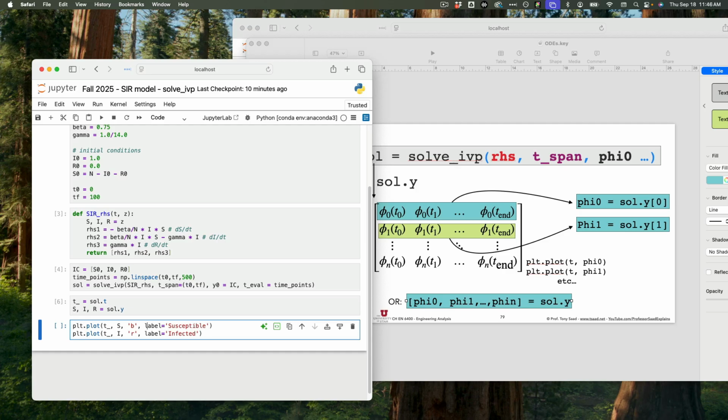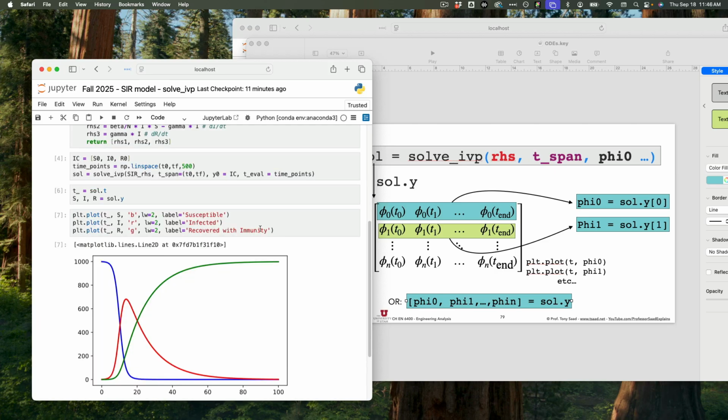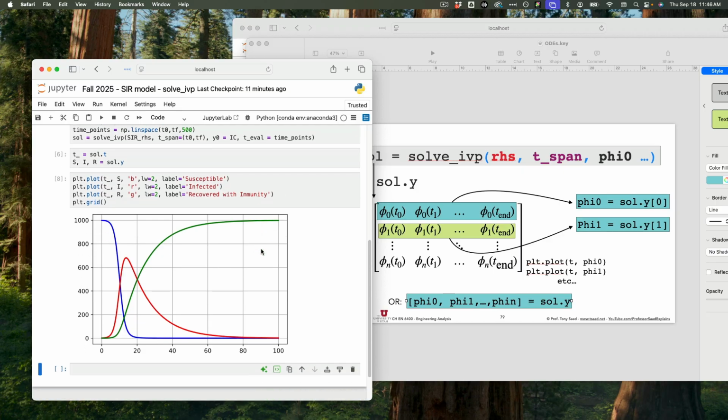Let's make the lines a little bit wider. So line width is 2, LW is 2. And last one, plt.plot, again for my time points, and this would be the recovered, and this is going to be in green. Line width also 2, and label is equal recovered with immunity. Okay, and then, look at that, beautiful. plt.grid, yes. Did you get that? Yeah?